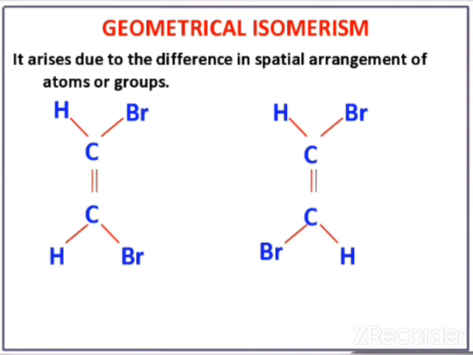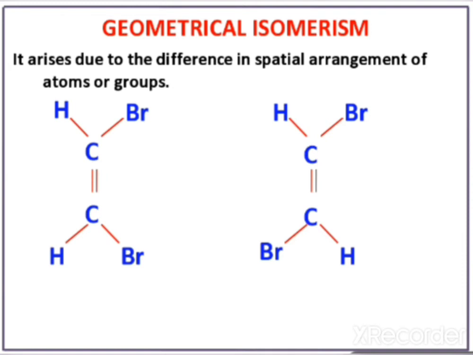One bromine atom is on the first carbon, and the second bromine is on the second carbon. So there is no difference in the position. The difference is in the spatial arrangement. Position means the right side or left side, so that is spatial arrangement.